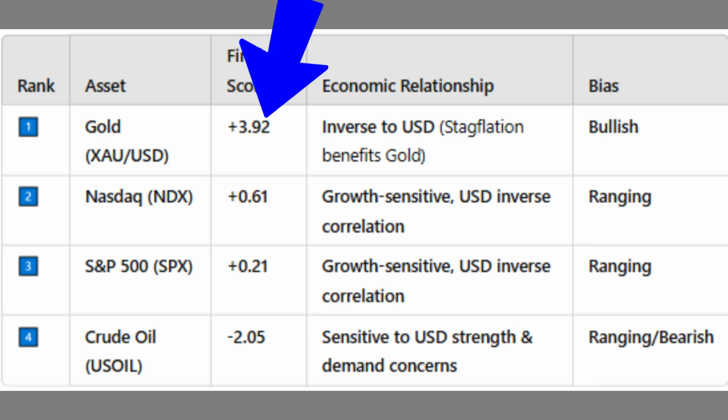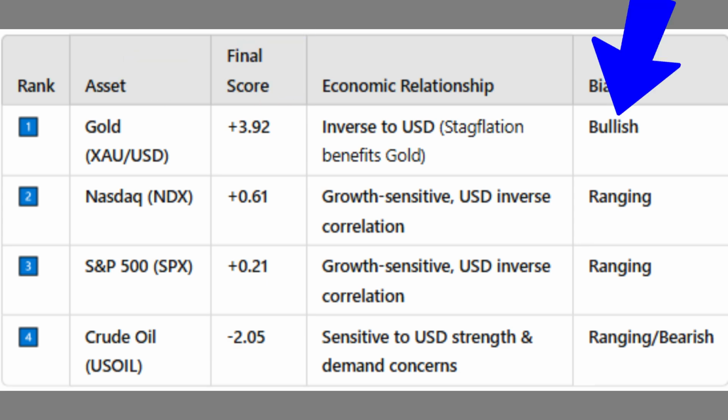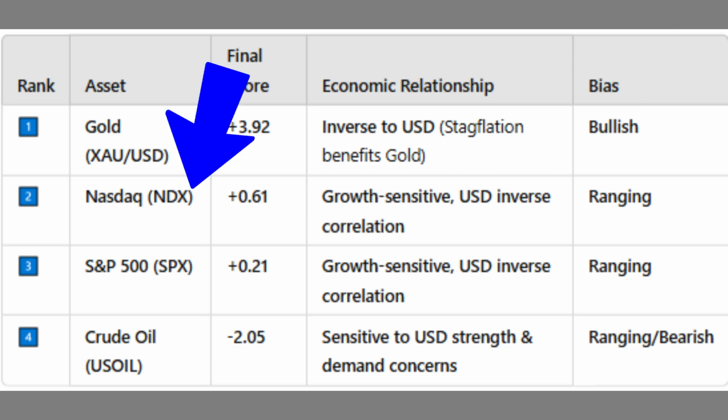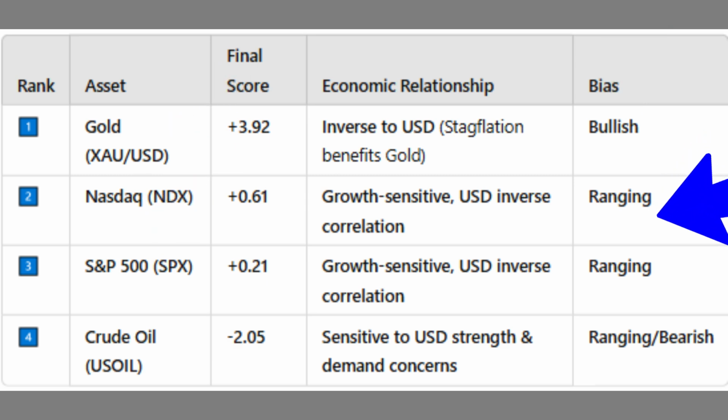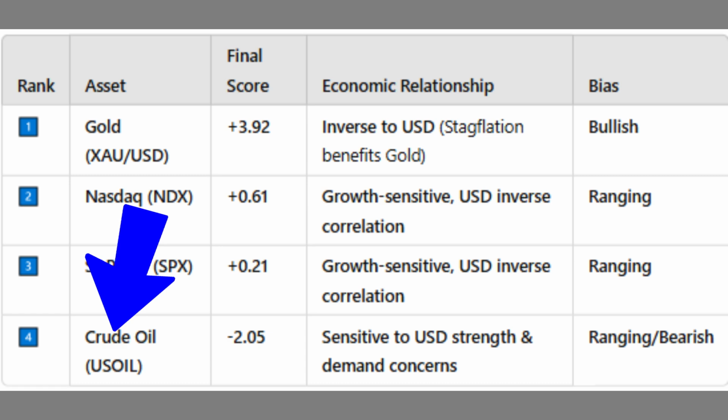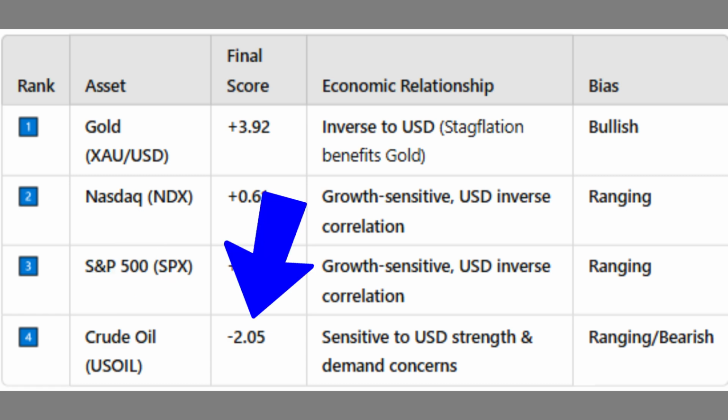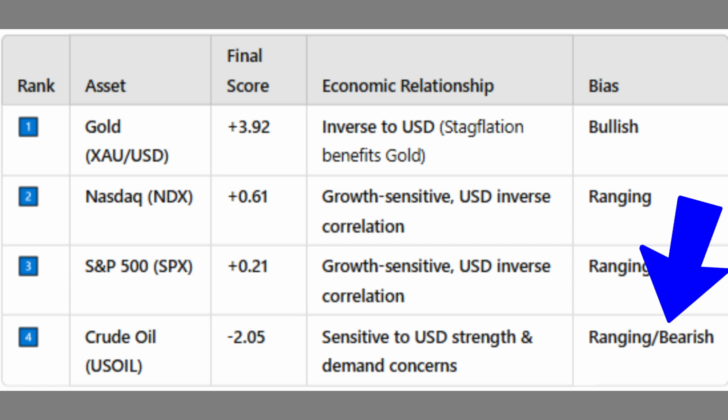Now let's look at other asset classes we can trade. Gold is the strongest, +3.92, bullish because it benefits from stagflation, high inflation, slower growth. NASDAQ and S&P 500 remain neutral because tech stocks have some inverse USD correlation, but economic concerns keep them subdued. Crude oil, US oil, is the weakest asset, -2.05, ranging bearish, as high inflation and stagflation usually hurt oil demand, while a strong USD pressures commodity prices.